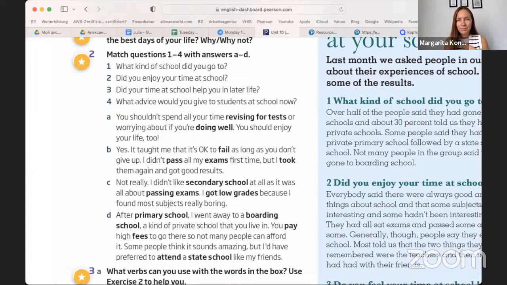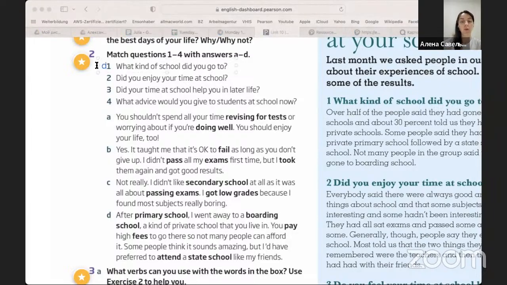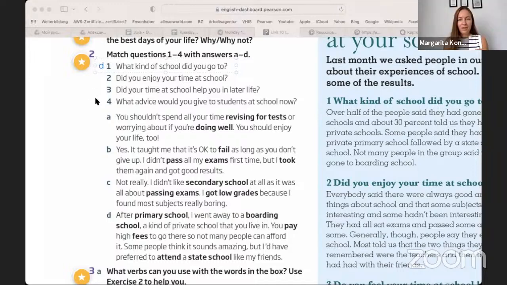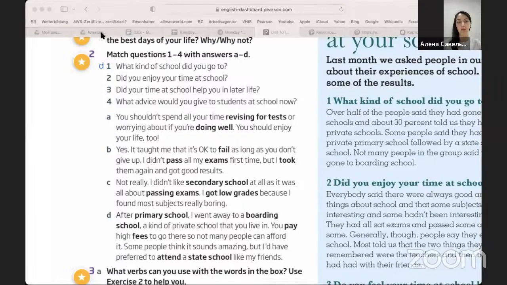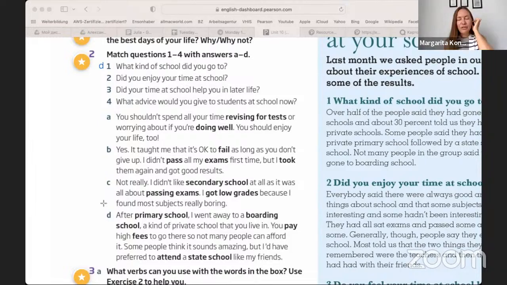So the first one: what kind of school did you go to? What's the answer? D: after primary school, I went away to a boarding school, a kind of private school that you live in. You pay high fees to go there, so not many people can afford it. Some people think it sounds amazing, but I'd have preferred to attend a state school like my friends. Okay, wonderful vocabulary here, isn't it? Yeah, a lot of words which I don't know.